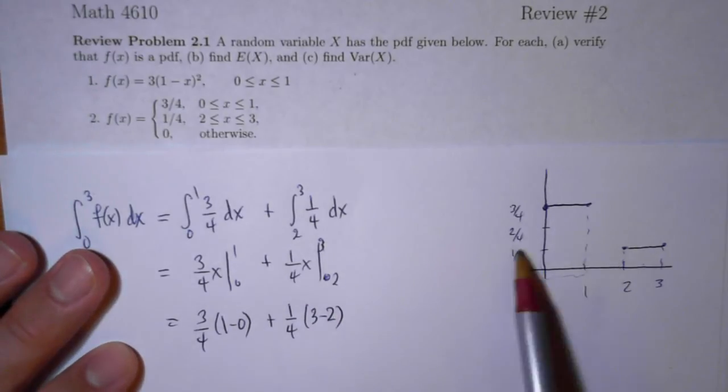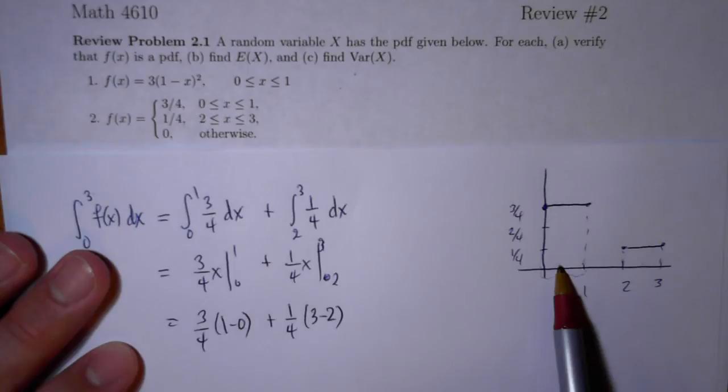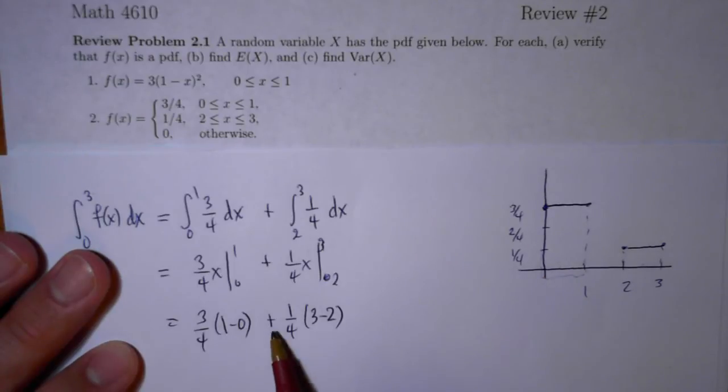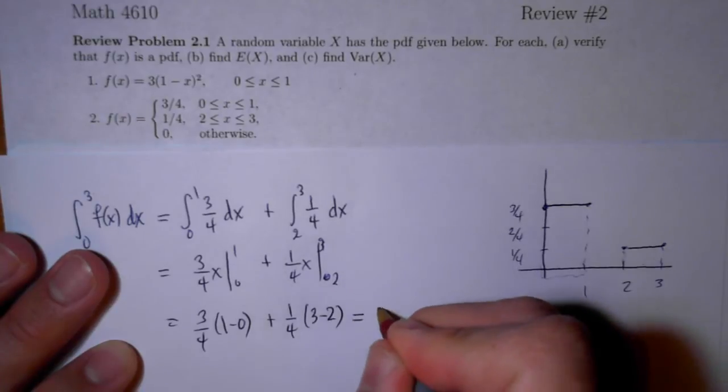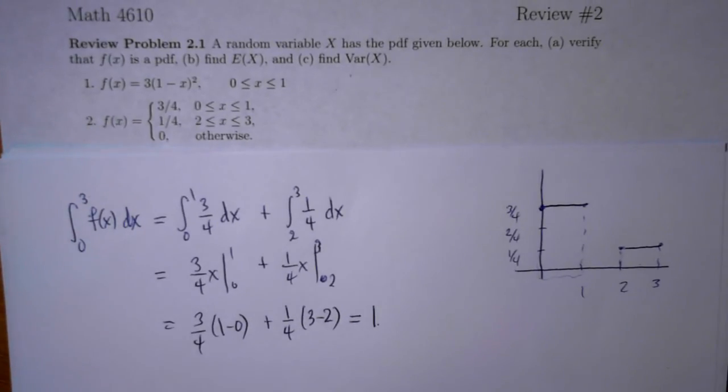And not surprisingly, that's the exact same thing as we saw over here. The height of this rectangle times its width, plus the height of this rectangle times its width. And so that's equal to 1. Okay, so that confirms that it's a PDF.